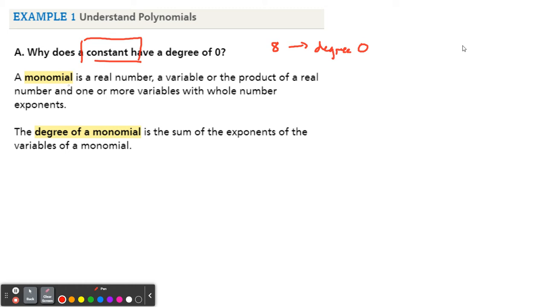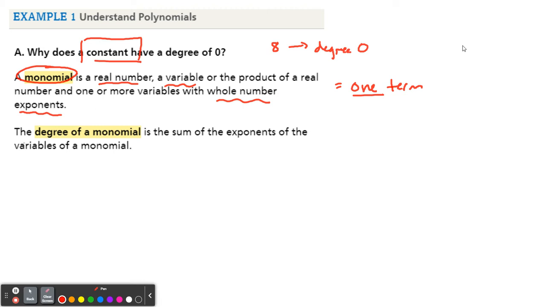So first of all, a monomial. This is your first vocab word of the lesson. A monomial is a real number, a variable, or the product of a real number and one or more variables with whole number exponents. So a monomial means it has one term. Mono means one. One term. It can involve a real number, it can involve a variable, or it can involve both. And it can involve exponents that are whole numbers, right? So a bunch of different ways to combine real numbers, variables, whole number exponents to get a monomial.